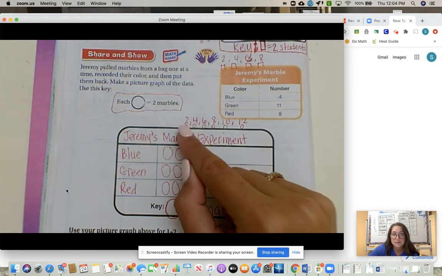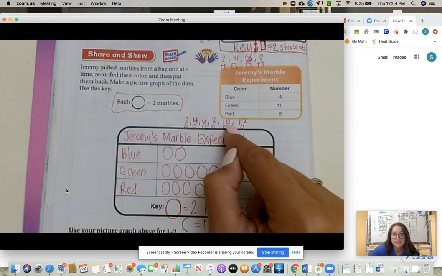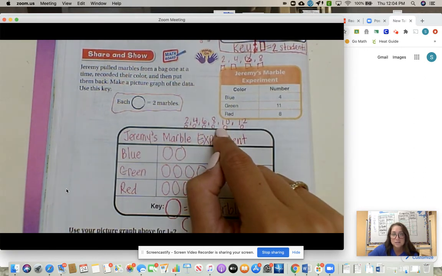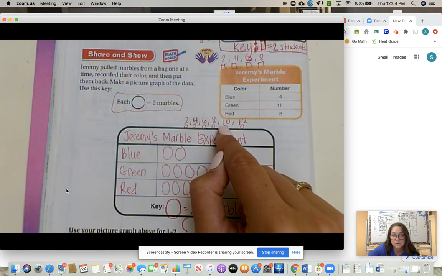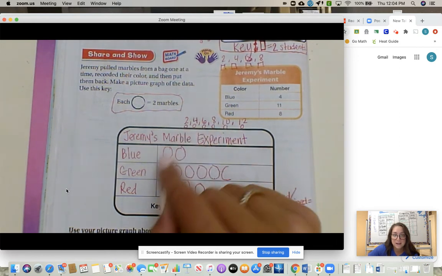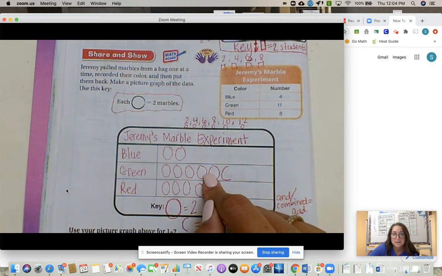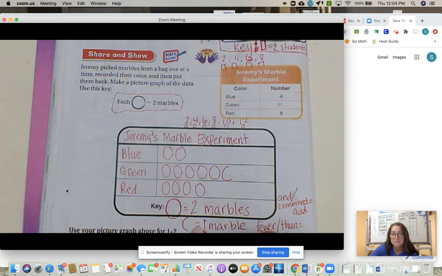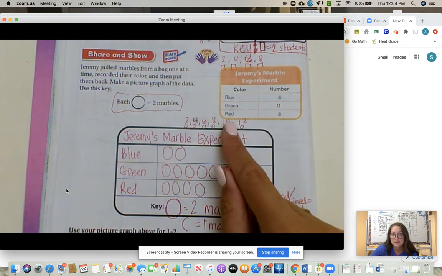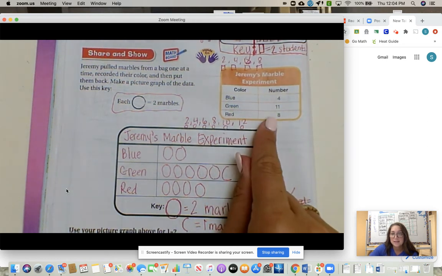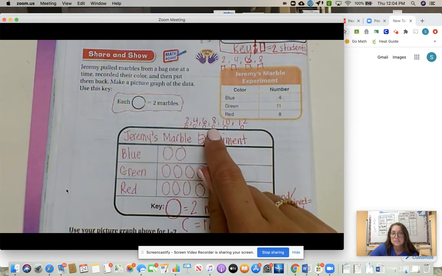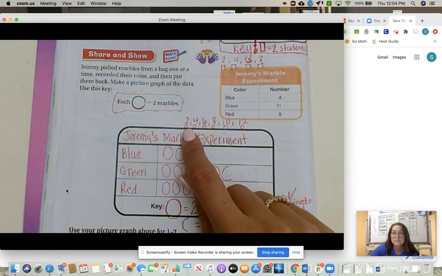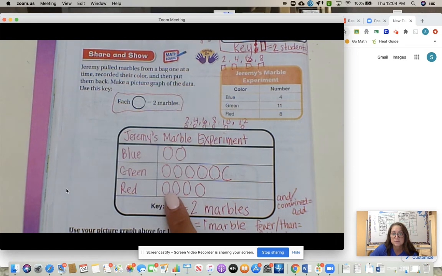Green, 11. 2, 4, 6, 8, 10. Well, 12 is too much. So how many whole circles do I have? 1, 2, 3, 4, 5. I have 10. I need 1 more to get to 11. But I can't put a whole circle because that would make it 12. So I'm going to put half of a circle to make it 11. And then we have our red, 8. 2, 4, 6, 8. That is 1, 2, 3, 4 circles. So I have my 4 circles.